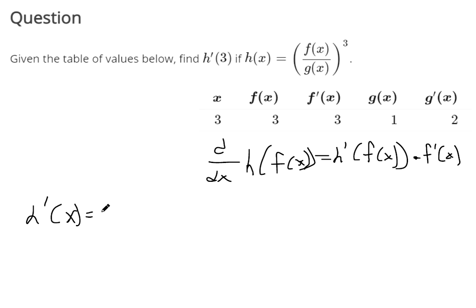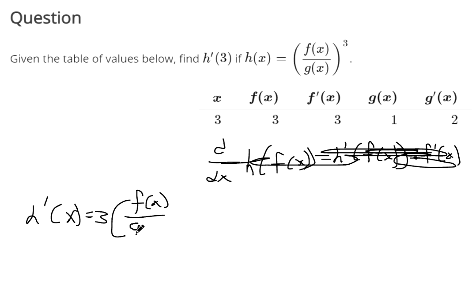So the derivative of the outermost function is 3 here. Now I'll scratch this out because it's not the same f of x. It's going to be 3 times the innermost function kept the same, but it's now going to be squared using the power rule. So I took a derivative of the outermost function, that cubing function, kept the innermost function the same, and now I multiply by a derivative of the innermost function.